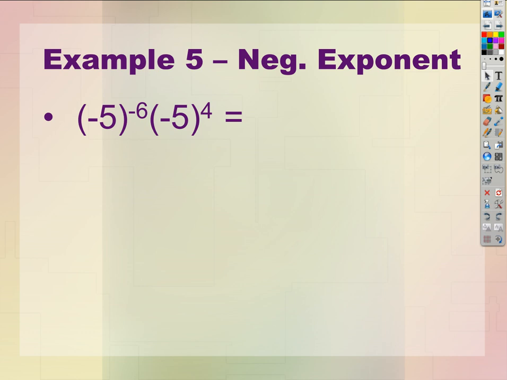What about this? Negative exponent. Okay. A couple things going on here. But before I do the negative exponent thing, don't I have like bases? So I've got -5 to the -6 plus 4, which is -5 to the -2. Aha, which becomes 1 over -5 squared. And then -5 squared is just 25.